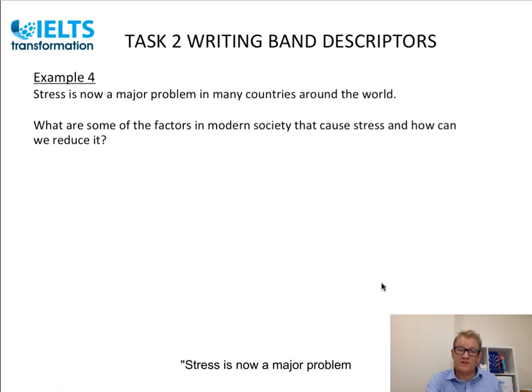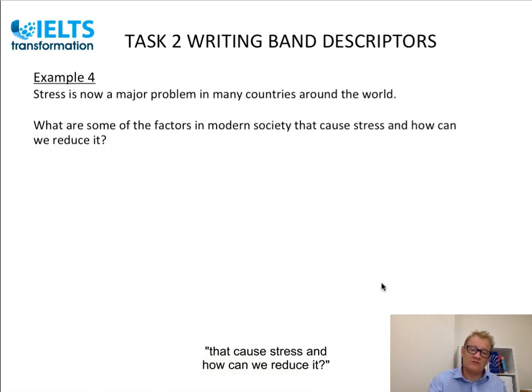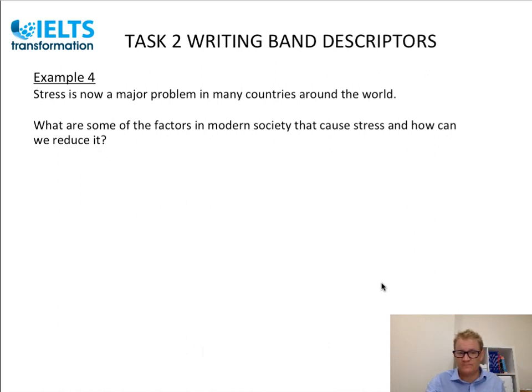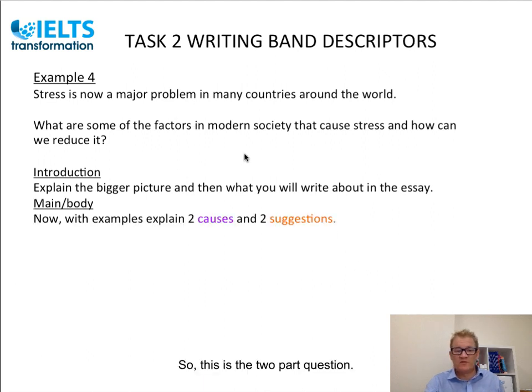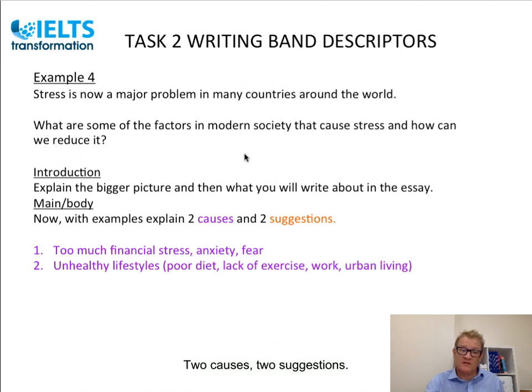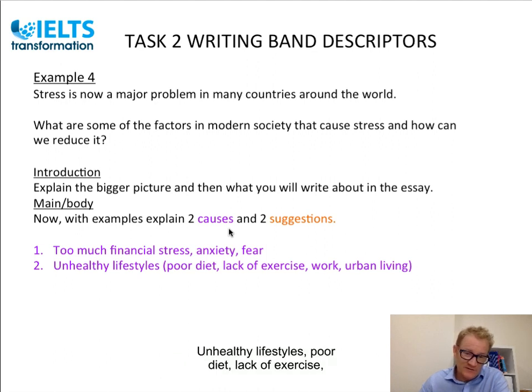Example 4. Stress is now a major problem in many countries around the world. What are some of the factors in modern society that cause stress, and how can we reduce it? We will talk more about the introduction another time. So this is the 2-part question. 2 causes, 2 suggestions. My 2 causes of more stress are too much financial stress, anxiety, fear. Again, a list of 3. Unhealthy lifestyles, poor diet, lack of exercise, work, and urban living.